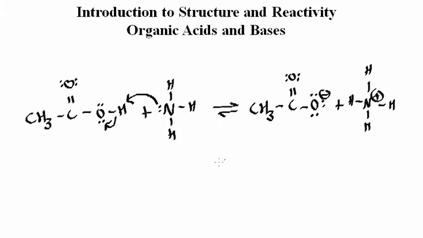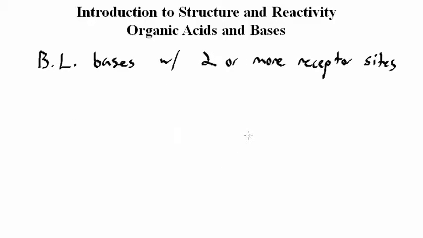Now let's make it a little bit more complicated. Thus far we've dealt with Bronsted-Lowry bases that have only one site that can act as a proton acceptor in an acid-base reaction. And many organic compounds have two or more such sites.